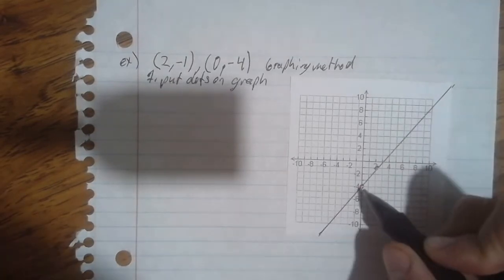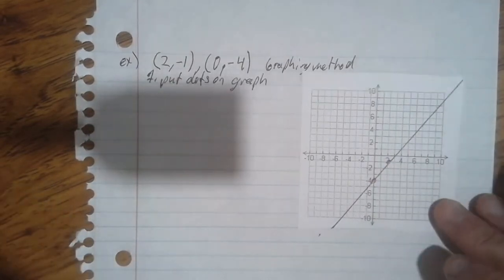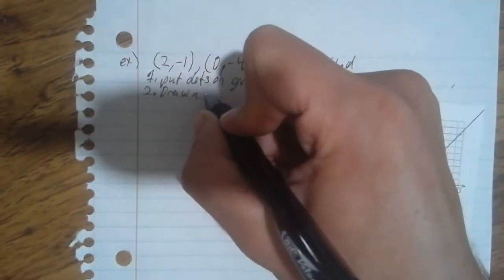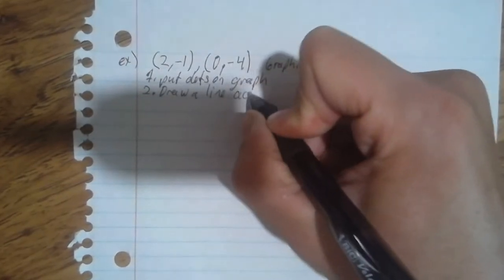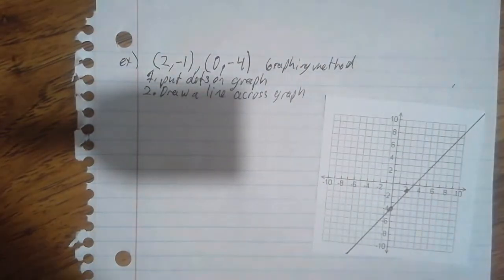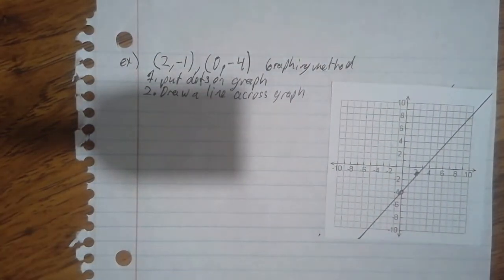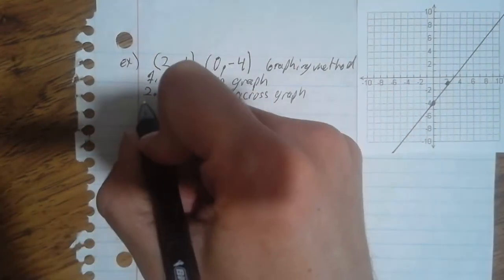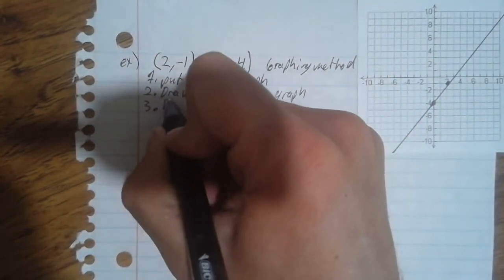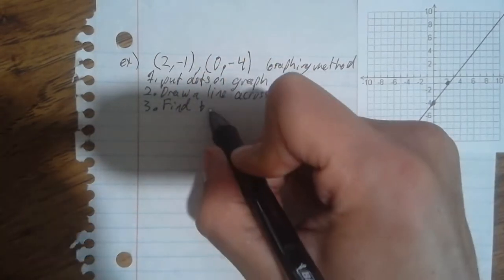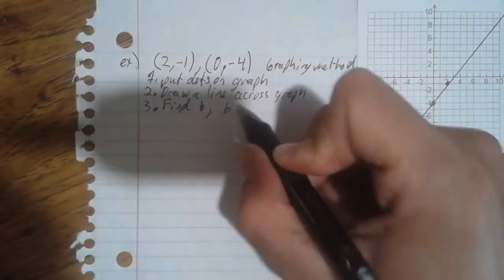So what we're going to do now is we found our B. So we put dots on the graph. Next thing we do is draw a line across the graph. So we draw our line across the graph. Just put that up there. Then we find our B. So here our B is -4.